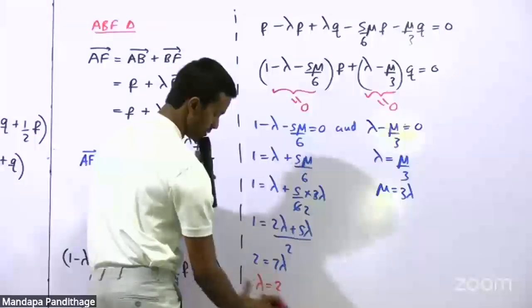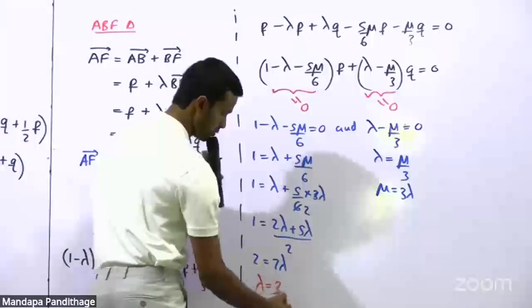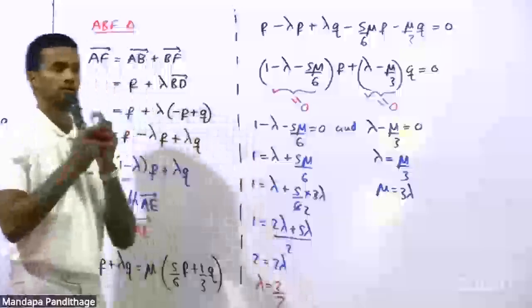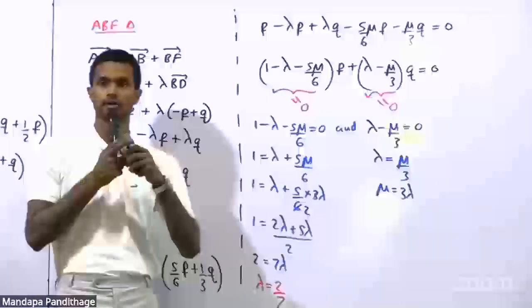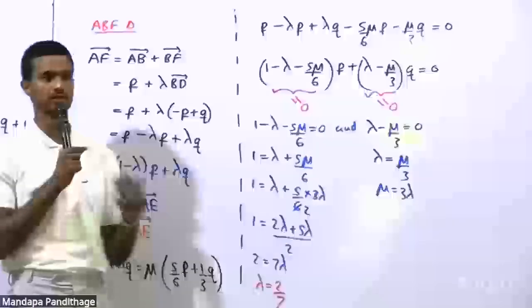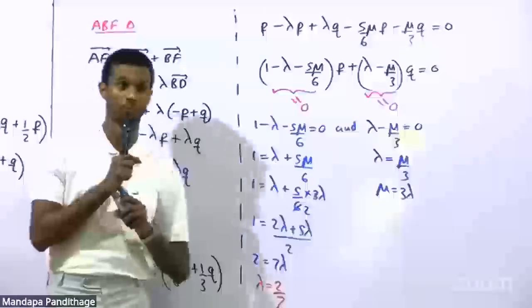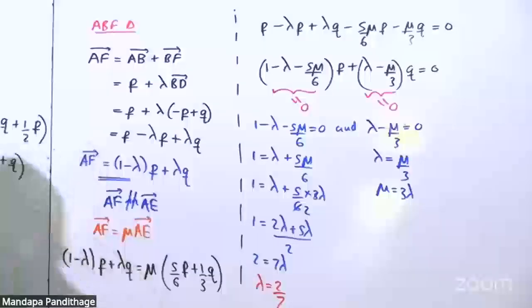Hands up who got the answer lambda equals 2 over 7 at home. 1, 2, 3, 4, 5, 6, 7, 8, 9, 10. Okay, hands up who tried the question at home. Okay, good. So everyone has tried, but only 10 have been able to get the answer. Good, at least you tried it.